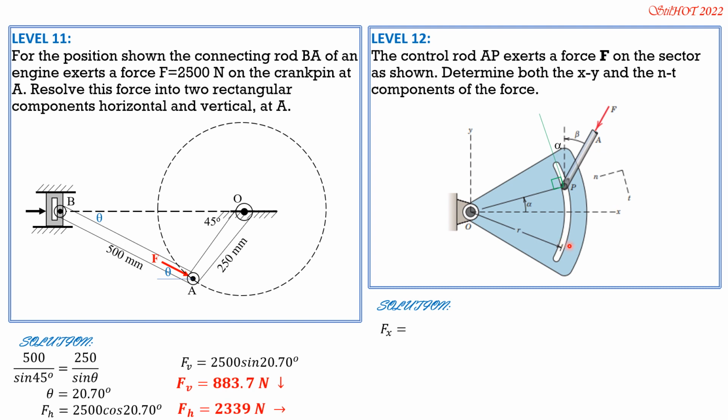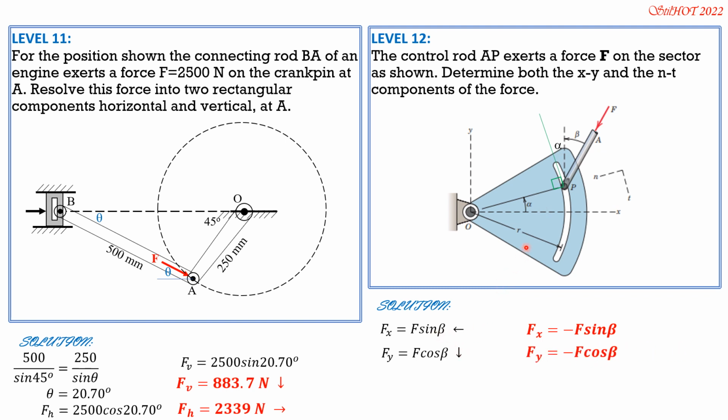So again, for Fx, it is this one, negative, or it is F sine of beta, leftward, but if you don't indicate the direction, it is negative F sine beta. Fy is in this direction also, going down. That is Fx, this is Fy, and this is also Fy adjacent to beta. So Fy is F cosine of beta, downward, or simply Fy is negative F cosine of beta.